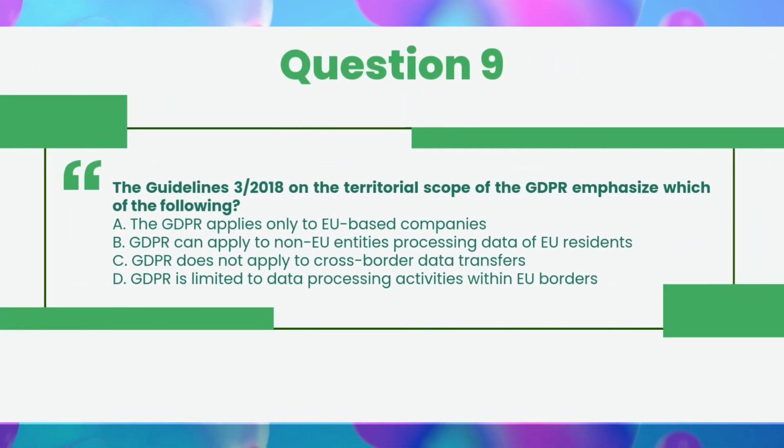Question 9. The Guidelines 3/2018 on the territorial scope of the GDPR emphasize which of the following? A. The GDPR applies only to EU-based companies. B. GDPR can apply to non-EU entities processing data of EU residents. C. GDPR does not apply to cross-border data transfers. D. GDPR is limited to data processing activities within EU borders.